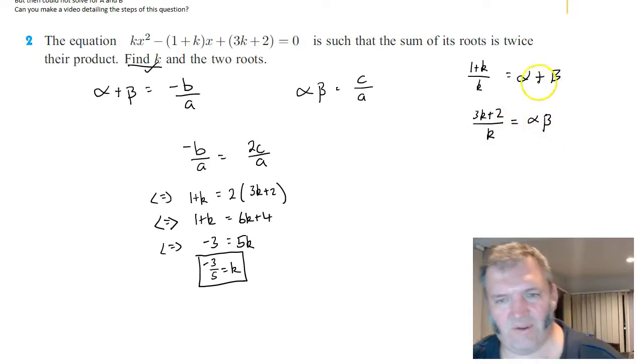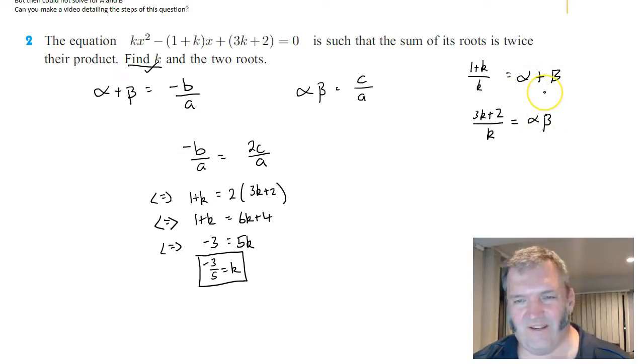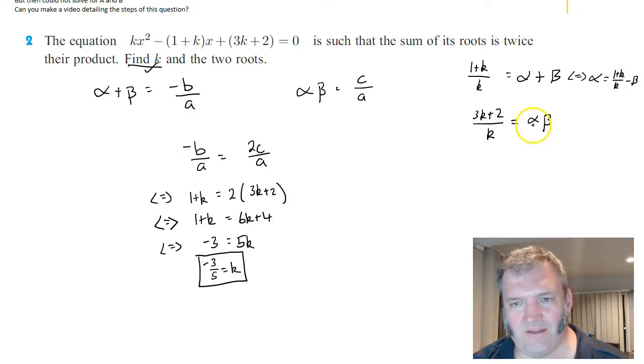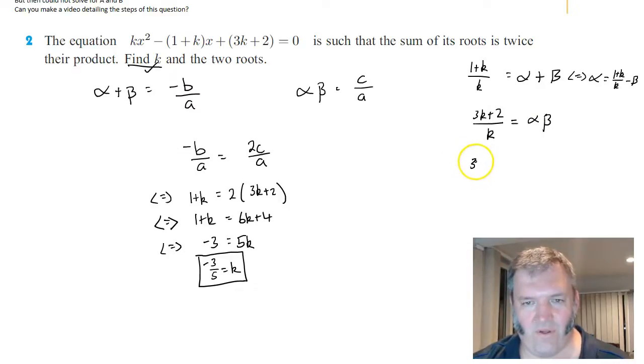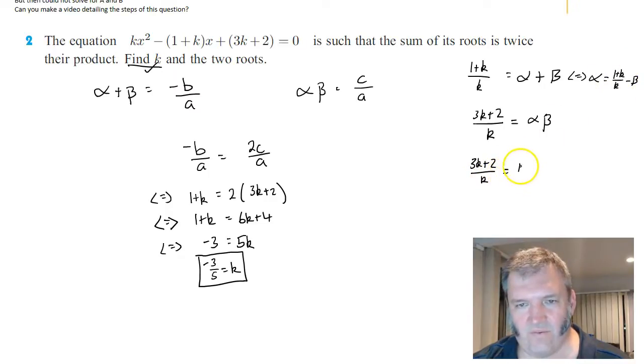Now these are usually annoying where you've got an addition and then a multiplication. They're not nice ones. You can't just use elimination. So we have to go with another way of doing this. Substitution looks like it's going to be the easiest. Let's see how we go with that. I might just rearrange this first one to say that's equivalent to saying alpha is equal to 1 plus k divided by k minus beta. I can now substitute that in to the second equation there. So I'm going to have 3k plus 2 over k equals 1 plus k over k minus beta times beta.